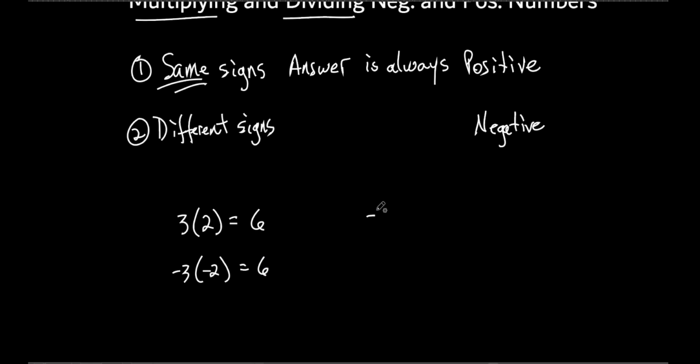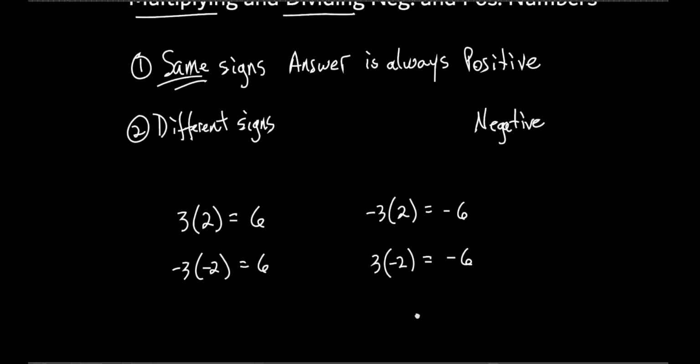Let's do the same numbers, different signs. What if I had negative 3 times positive 2? What's that equal to? That's negative 6, because they're different signs. One's negative, one's positive. Different signs, your answer is always negative, always. And then I could do it like this. I could go 3 times negative 2. Does it matter which one's the bigger number or anything like that? Doesn't make any difference on multiplication and division. So that's a negative 6.